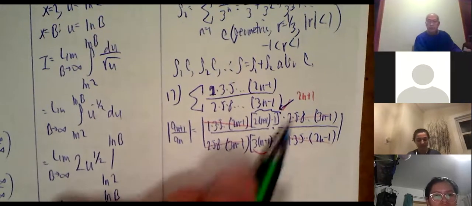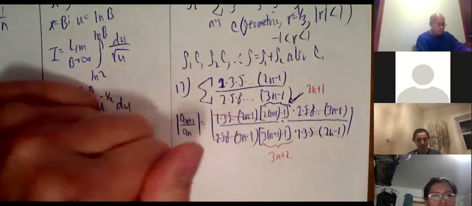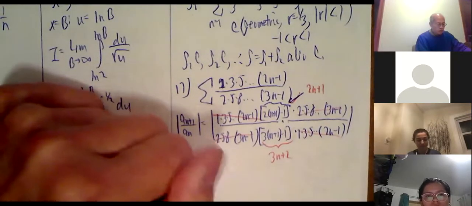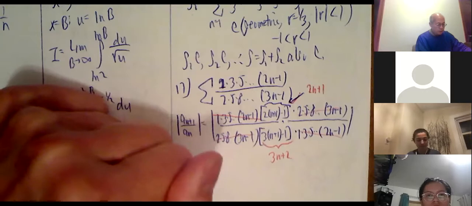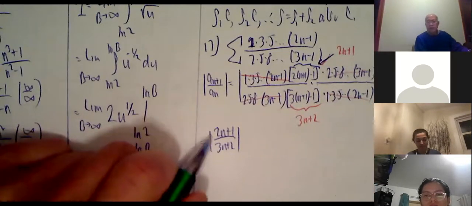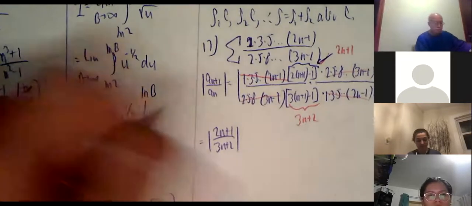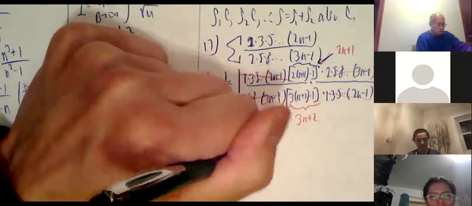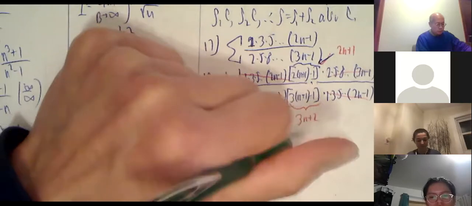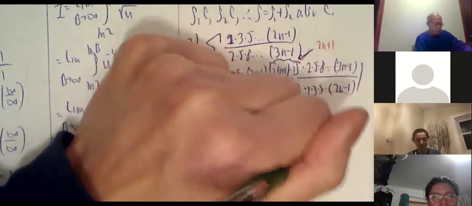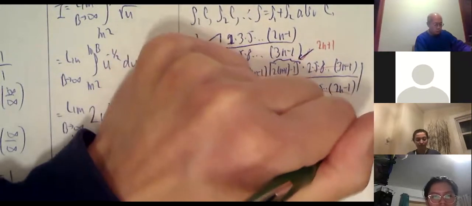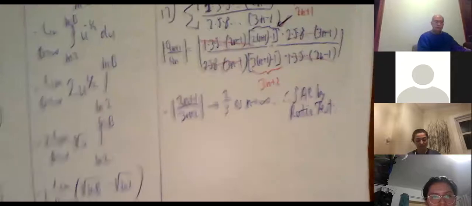So the only thing you have is the stuff that I haven't crossed out: absolute value of 2n plus 1 over 3n plus 2. Now, what does that approach as n approaches infinity? 2/3. It approaches 2/3 as n approaches infinity. Therefore, the series is absolutely convergent by the ratio test.